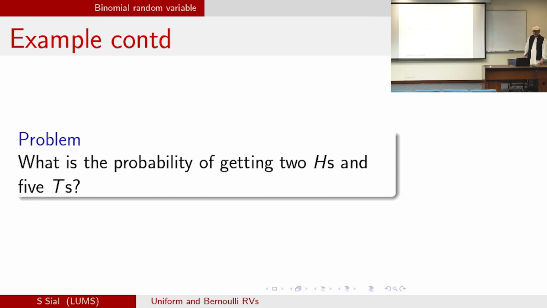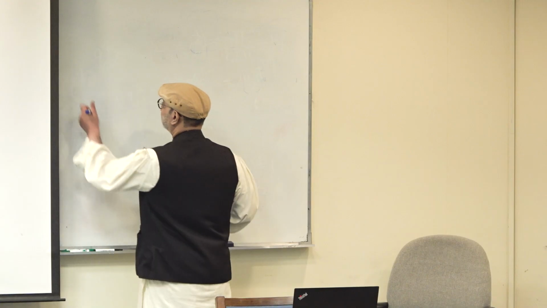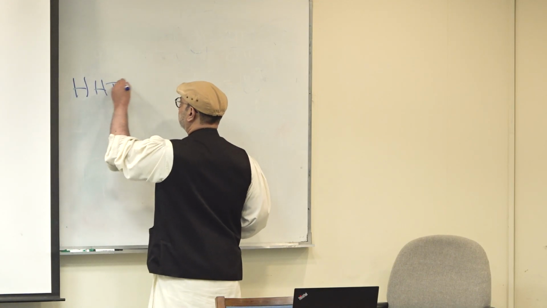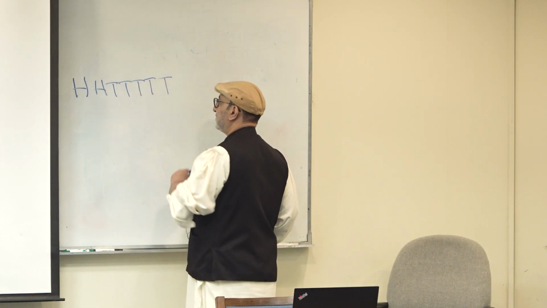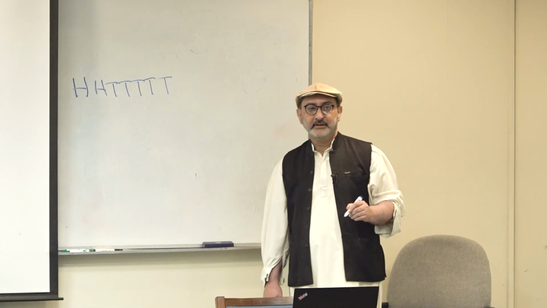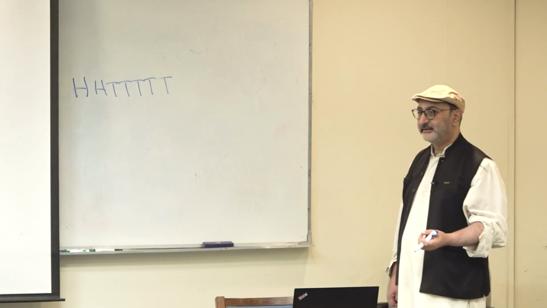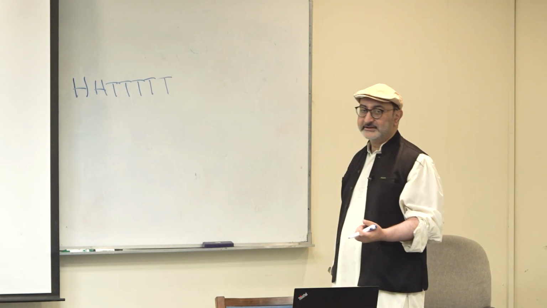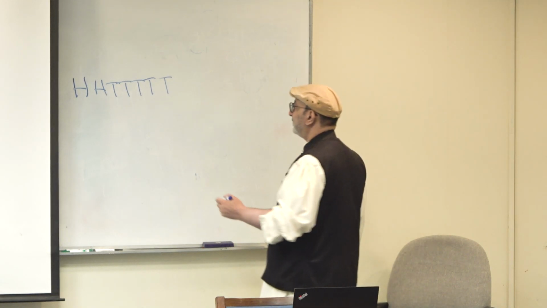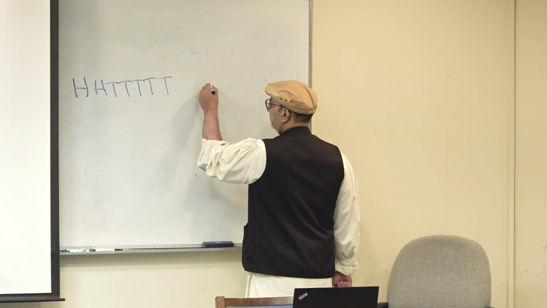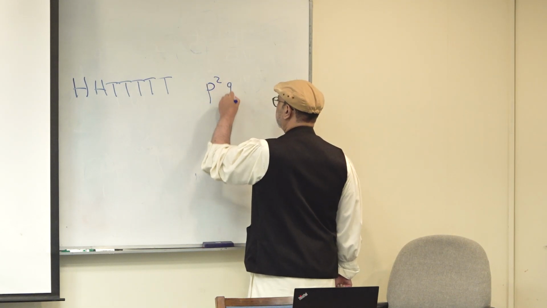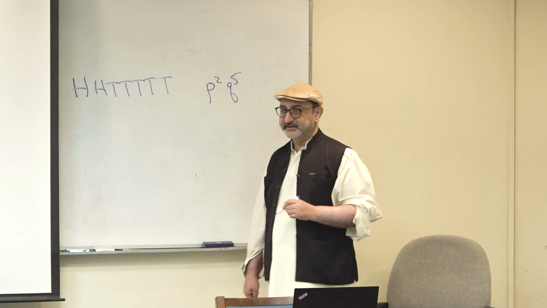What do you think about this? What's the probability of getting 2 h's in a row followed by 5 t's? What's the probability of that? Once again, your coin flips are independent, right? So what are the probabilities? So it would be P squared Q to the 5 for this sequence.